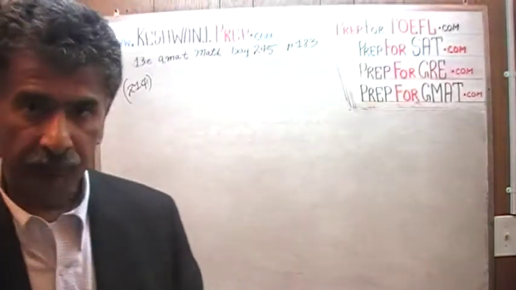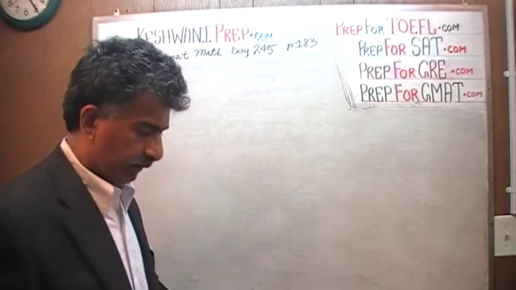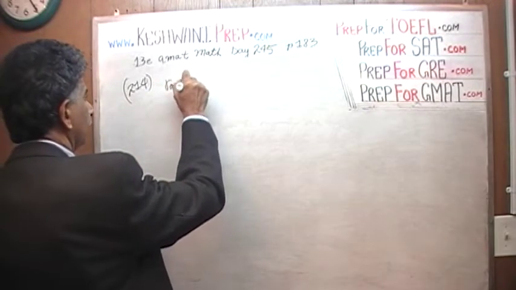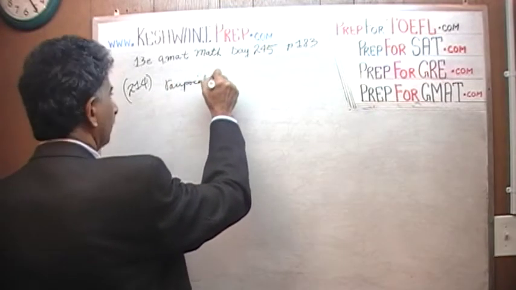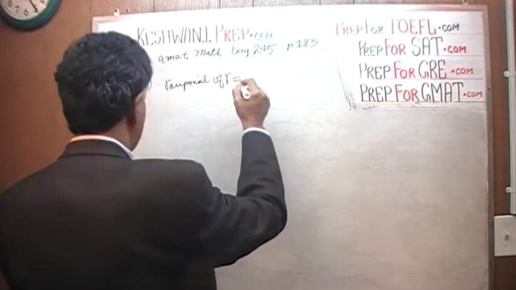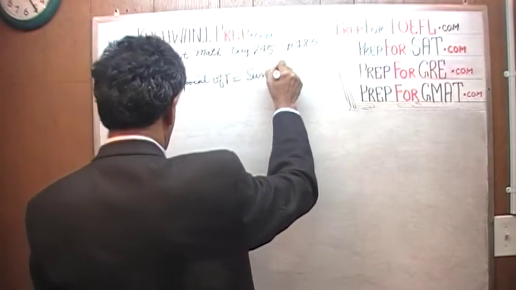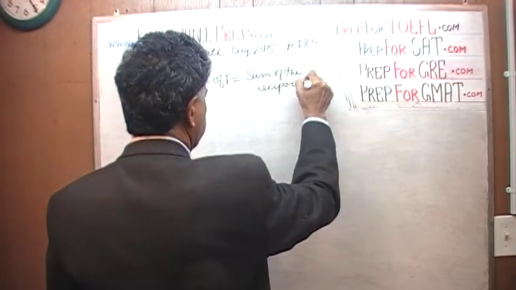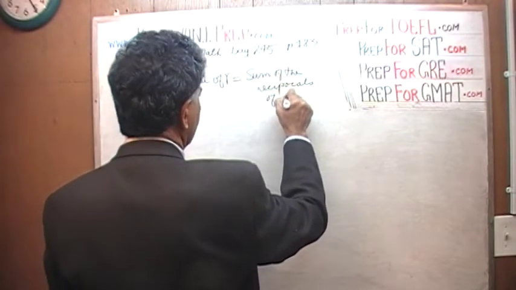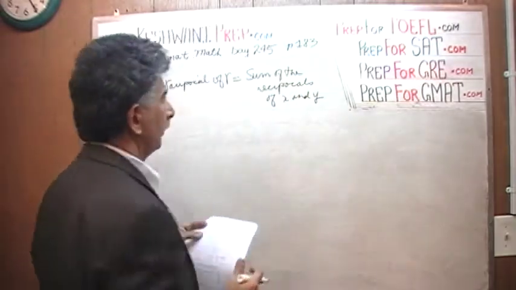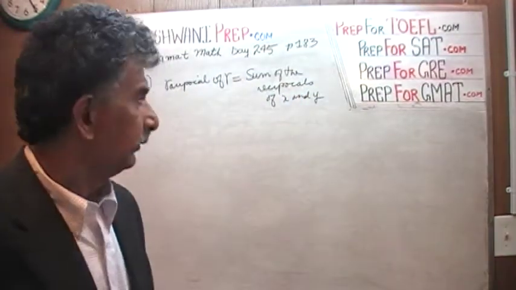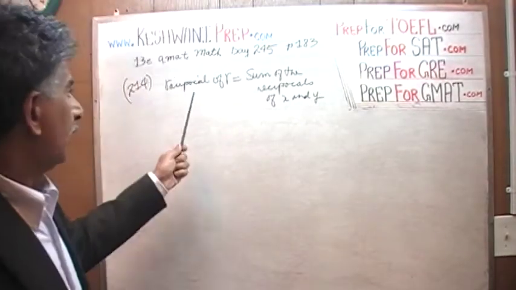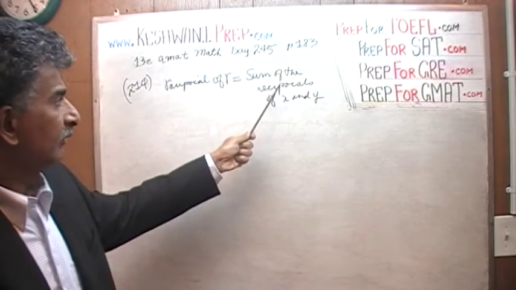Make sure you have the book in front of you, read the problem to yourself, and you will see that we are told that the reciprocal of R equals the sum of the reciprocals of x and y. One more time, we are told in the problem that the reciprocal of R equals the sum of the reciprocals of x and y.